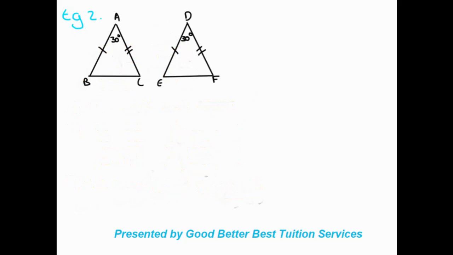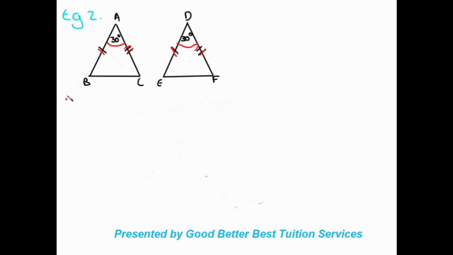Looking at another example. This is example number 2 now. We can see now that we get given triangle ABC once again and triangle DEF. But this time, they're going to give us 2 sides, and we already know that these make the sides equal. But now they're giving us 2 angles as well, 1 angle per triangle. And we can see that both angles are equal.